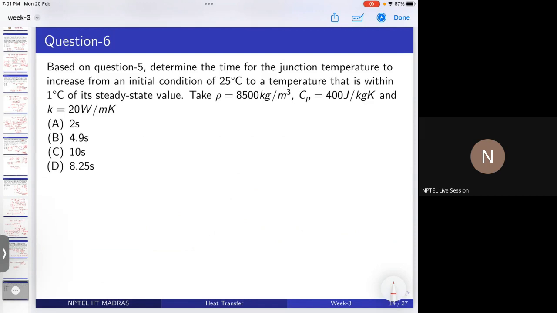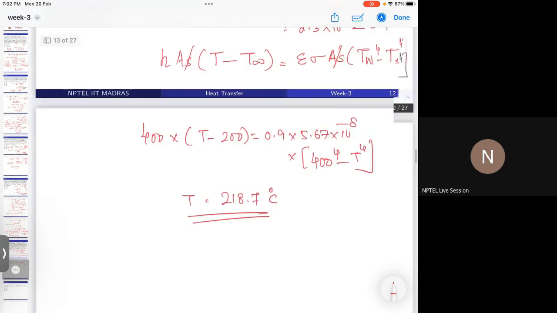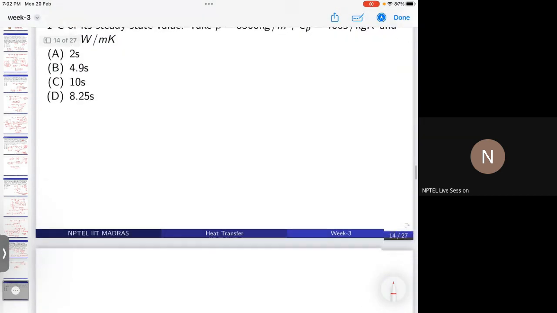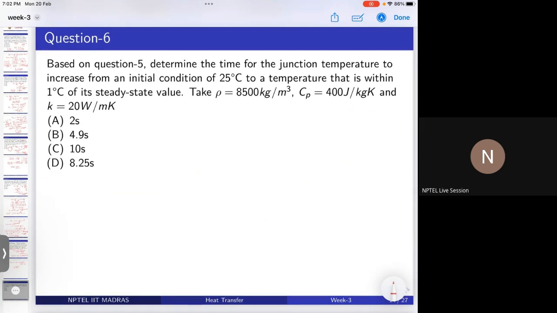So we have to determine the time for the junction temperature to increase from an initial condition of 25 degrees Celsius to a temperature that is within 1 degree of the steady state. So initially the junction temperature was 25, and we have to find out the time taken to increase from 25 to within 1 degree Celsius of the steady state, which means how much? You can take the T as 217.7. So the time required to increase from that to that, we have to find out.